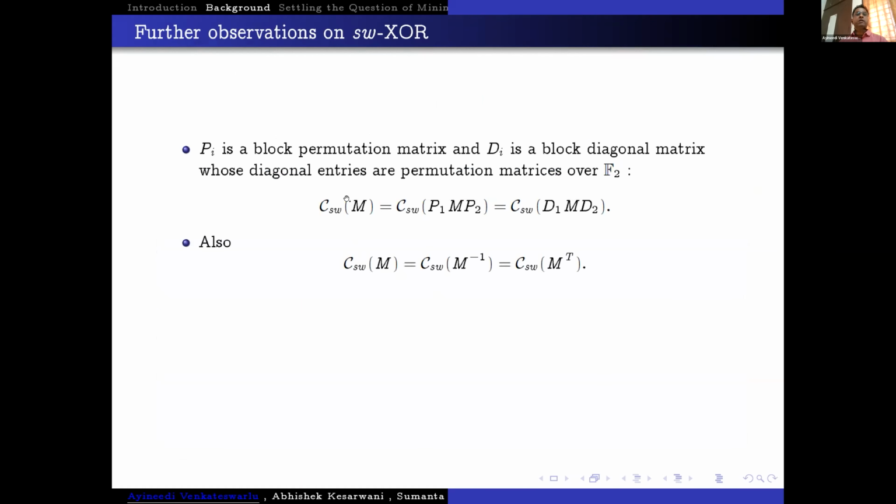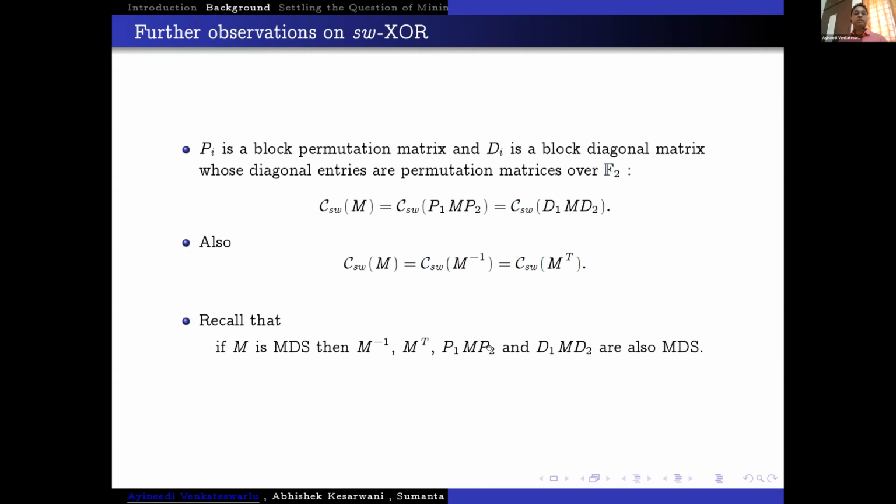We can also see that given a block matrix, we get a variety of matrices which have the same SWXOR cost. Here the Pi are block permutation matrices, the Di are block diagonal matrices whose entries are again permutation matrices over F2. The inverse of M and M transpose also have the same SWXOR cost. Not only that, these four matrices are also MDS if M is MDS, and they also preserve the SWXOR cost.